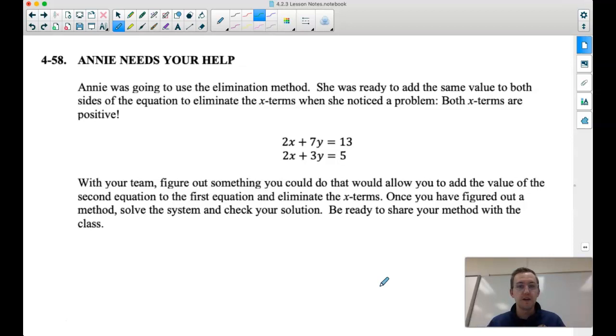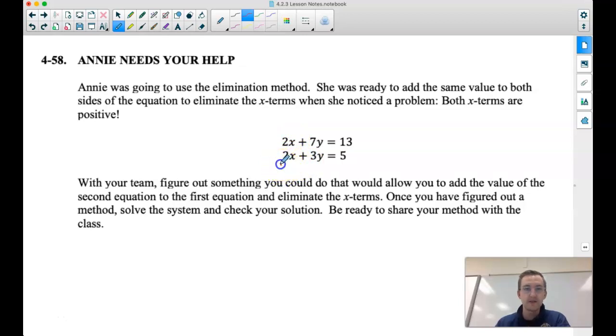So if we look here, we've got 2x and 2x. That would be really nice if one of those was negative, wouldn't it? Because then if we added them together, those terms would cancel. But I think we can make that negative, and there's a way we can do that. If we have two of the same variables, 2x and 2x, we need to make one of them negative so they cancel each other out.